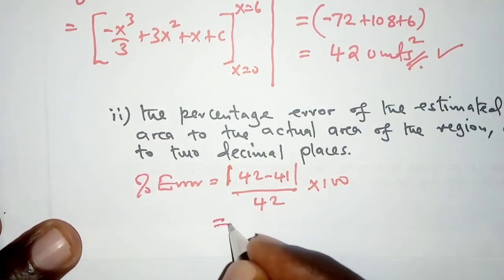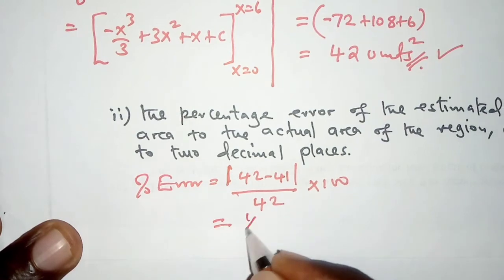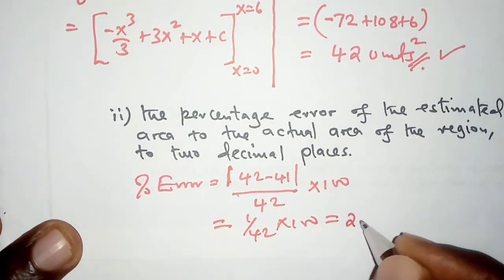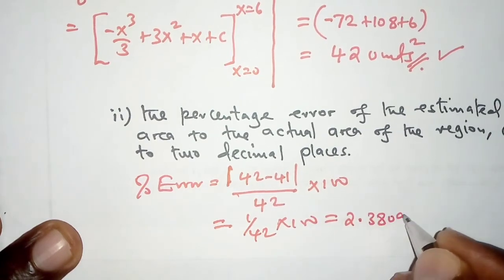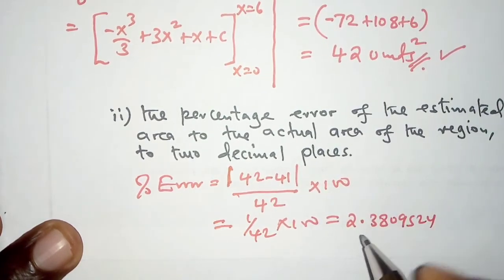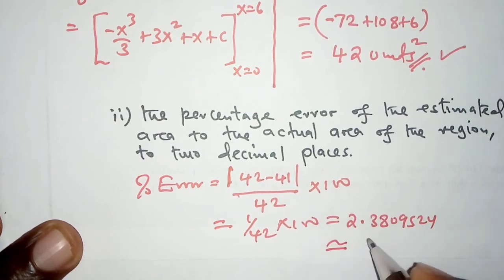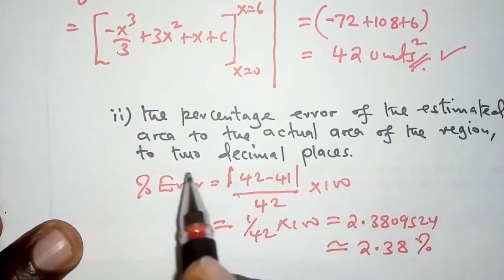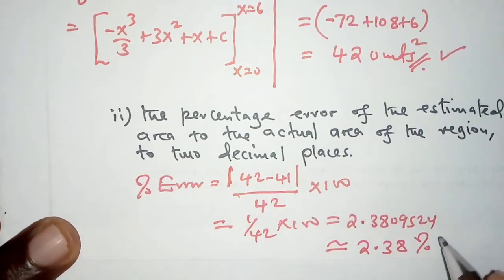When you work out this, it is 1 over 42 times 100. That should give us 2.3809524, which is approximately 2.38%. That is to 2 decimal places.